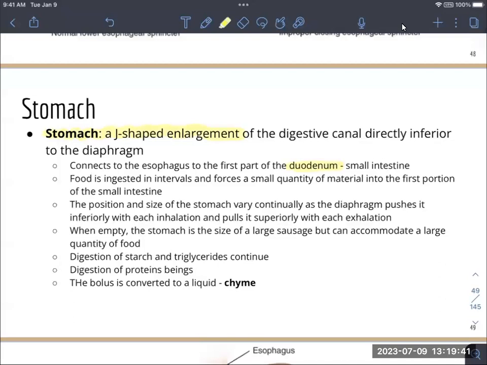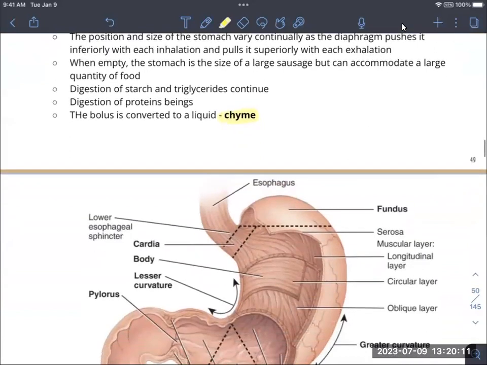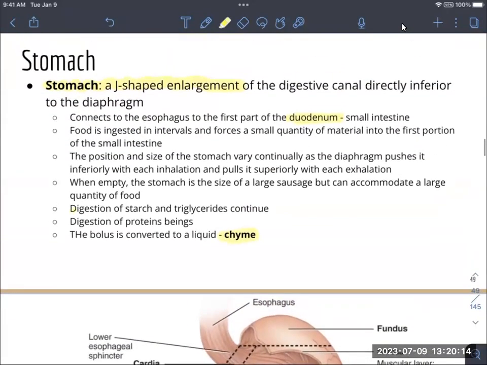When food enters that stomach, it gets churned up, gets mixed up. There are different acids in there to help break down specific foods and particles. And what is going to happen is small quantities of this material, now called chyme, get pushed into that small intestine, very small portions at a time. Digestion of starches and triglycerides will continue in the stomach. We start to break down proteins in the stomach.